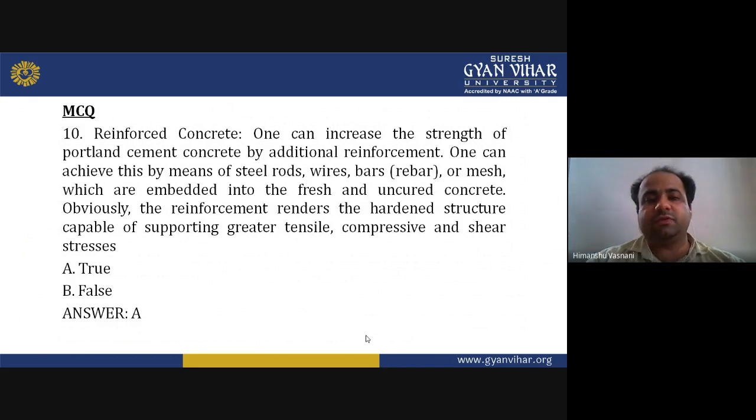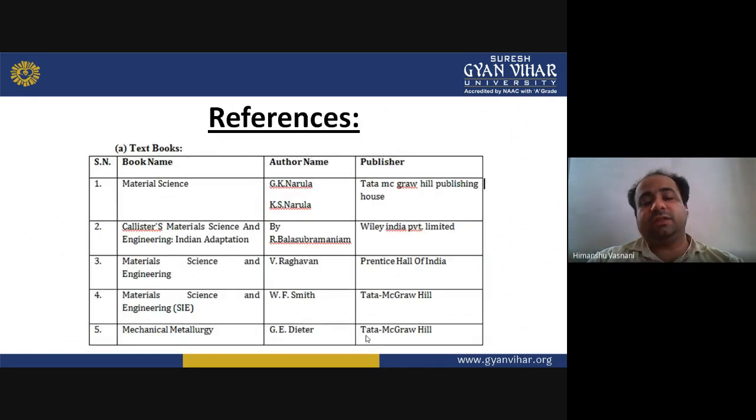The reinforcement renders the hardened structure capable of supporting the tensile, compressive, and shear stresses. So I think it's true. A is the answer. These are the references which you can refer to increase your knowledge on these topics.